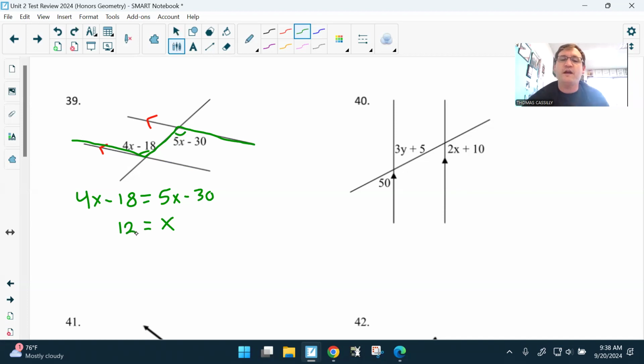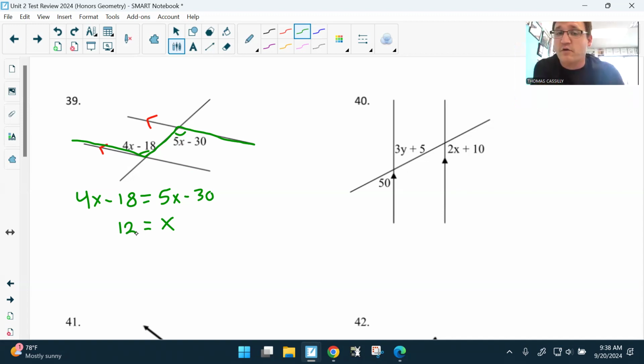All right. Now, they're not asking us to find what the angles are specifically, but we could very easily do that. If you just wanted to plug it back in and check your answer, that's how we would do that. So 5 times 12 is 60, 60 minus 30 is 30. 4 times 12 is 48, 48 minus 18 is also 30. So both of those are 30-degree angles. And they should be the same thing because the way we set up our equation, we said they should be equal.